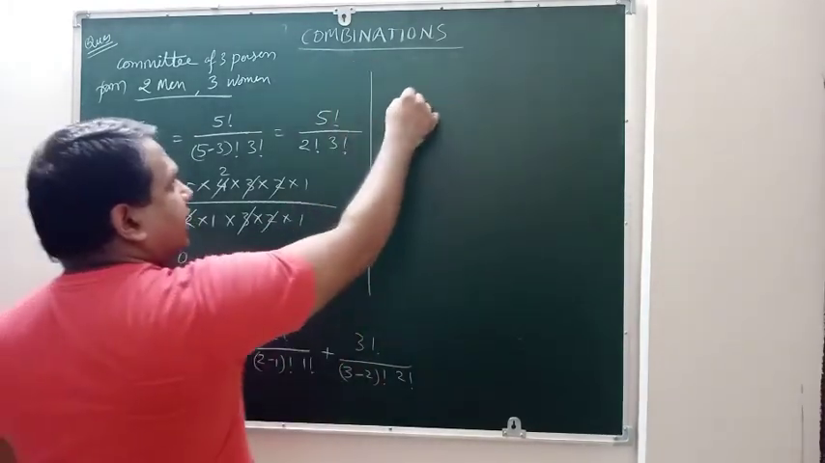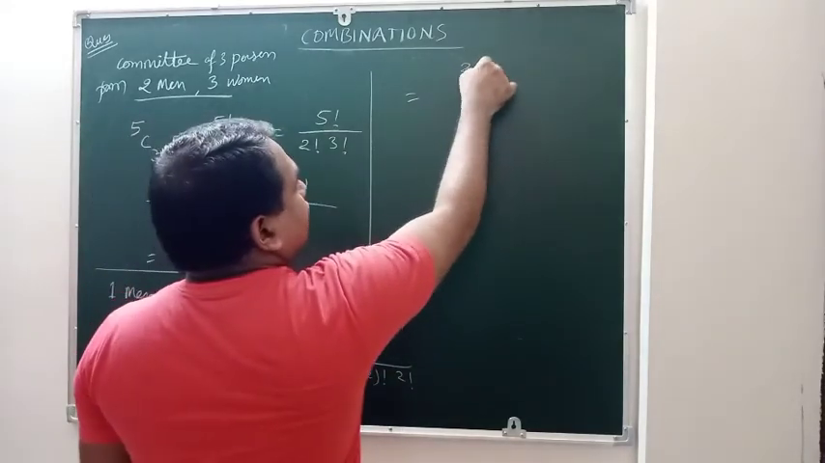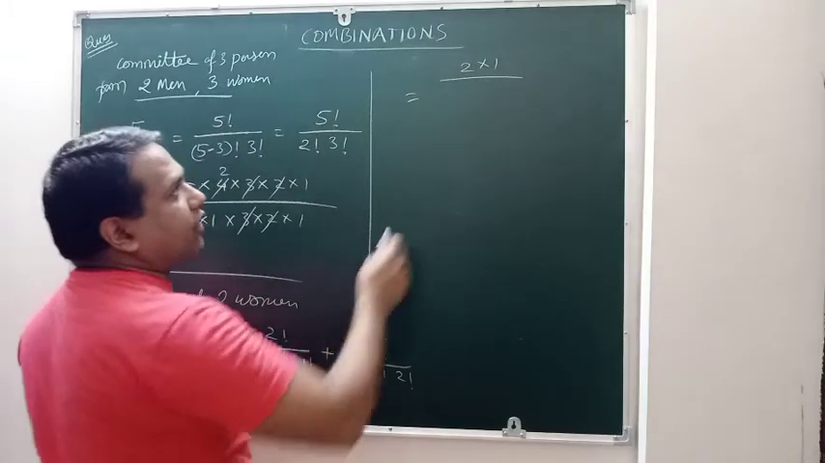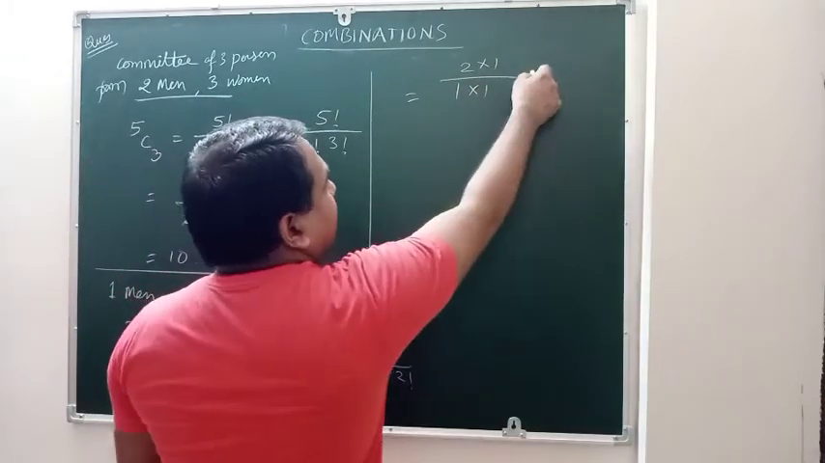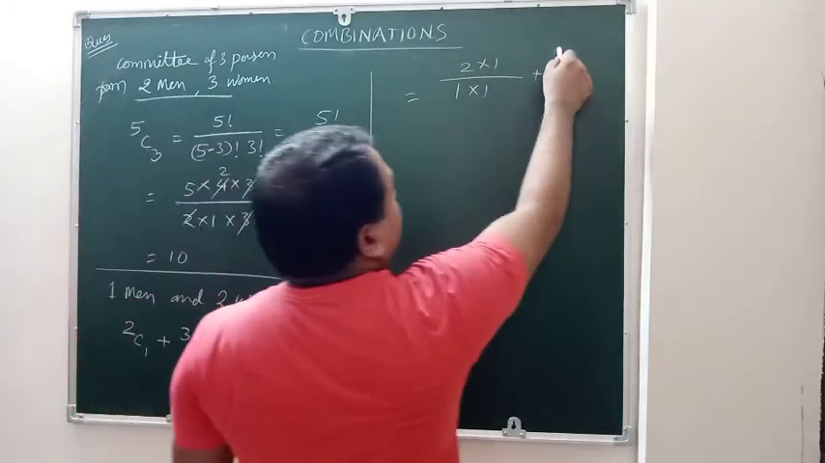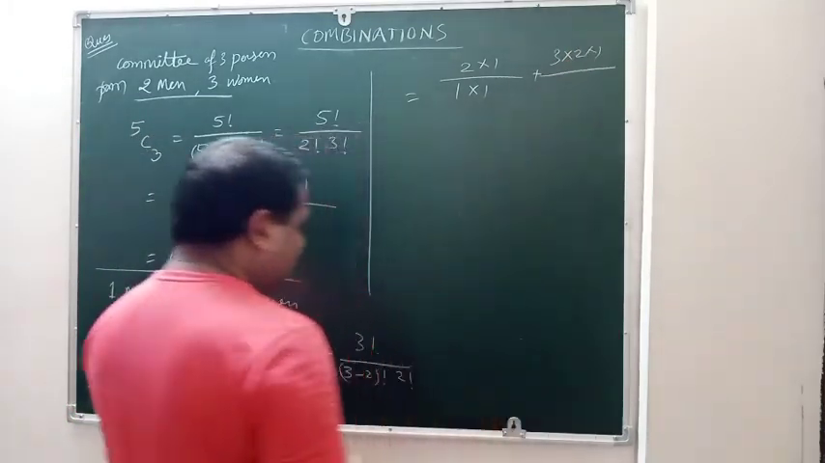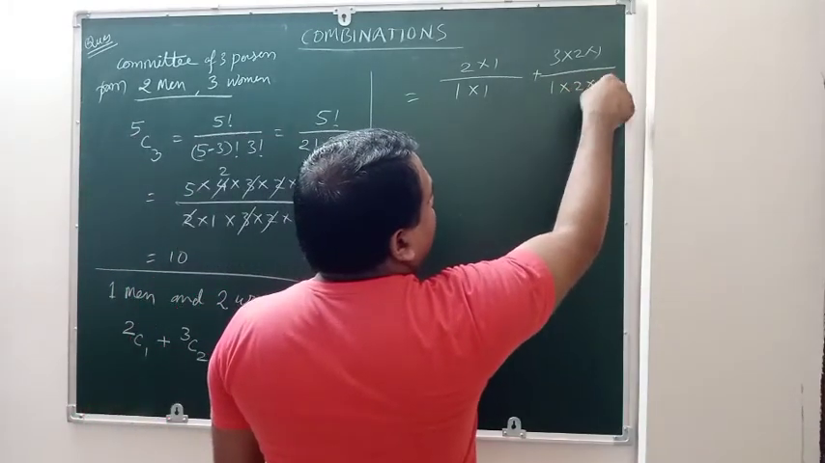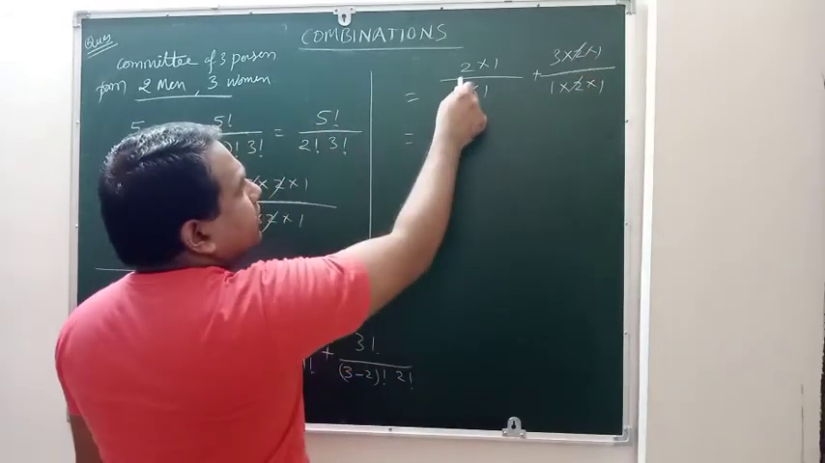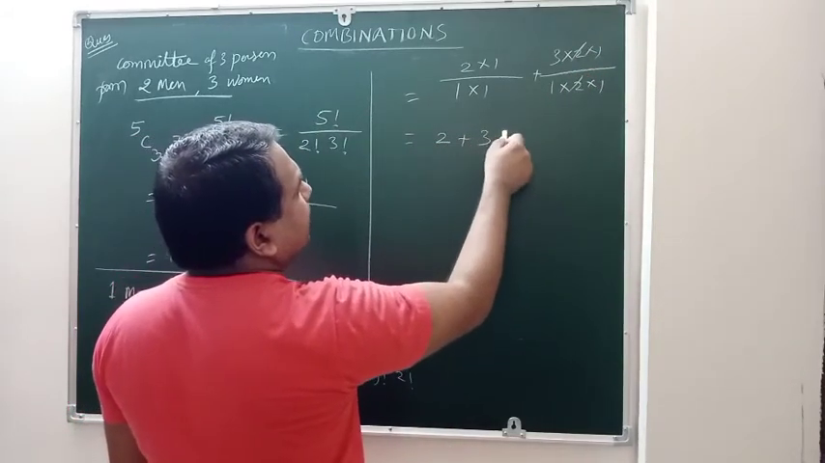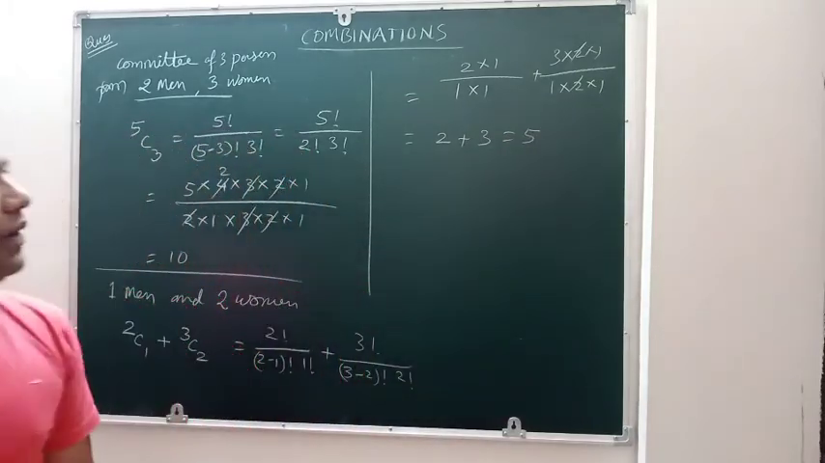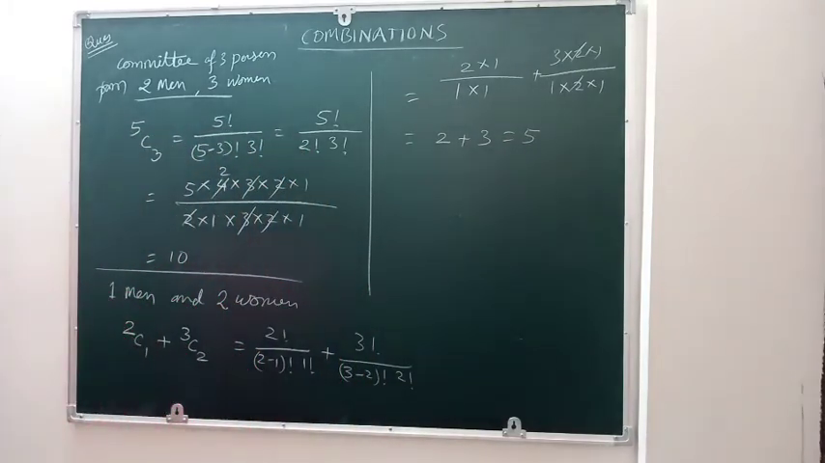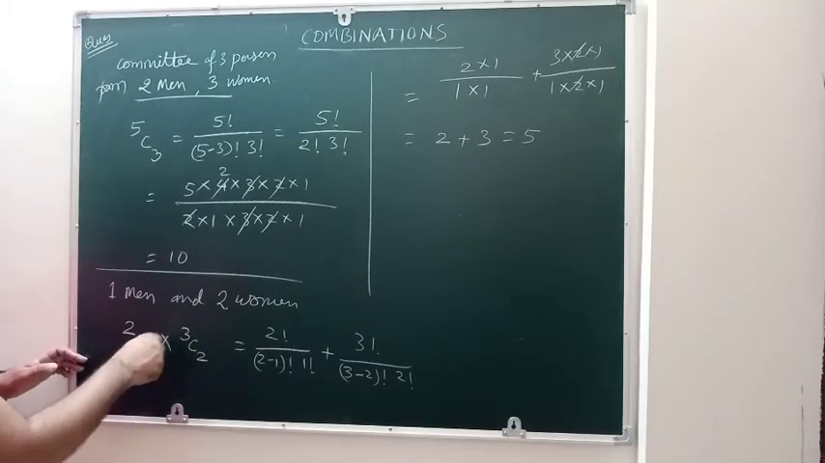So 2 factorial is nothing but 2 into 1. Then 2 minus 1 is 1 factorial, and 1 factorial, so 1 into 1 gives the same thing. 3 factorial is 3 into 2 into 1, and 3 minus 2 factorial is 1 and this is 2, so 1 into 2 into 1. So there is 2 and 3, that is... it is not plus, it is multiplication.